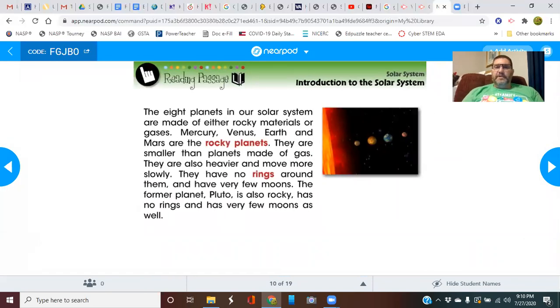Now, we do have 8 planets in the solar system, minus Pluto, of course. The inner planets are considered the rocky planets. These are the planets that either have no moons or very few moons, and they are consistent mostly of rock. These do include Mercury, Venus, Mars, and of course my favorite, Earth. Now, these guys, no rings, and they are much heavier.